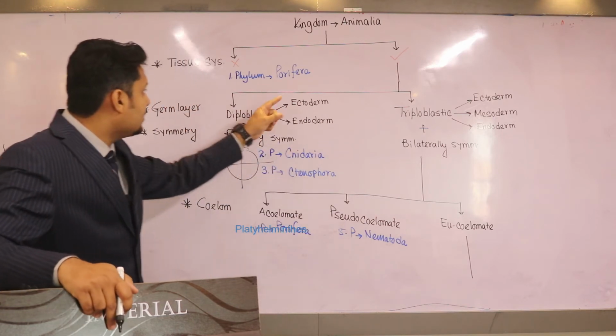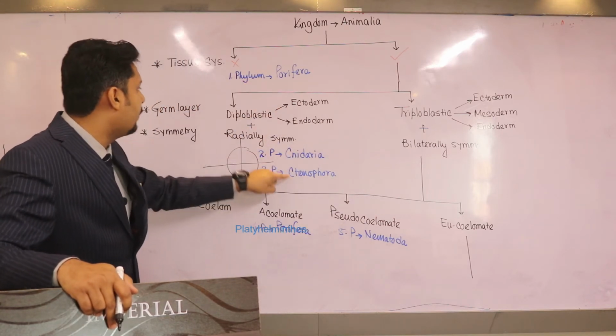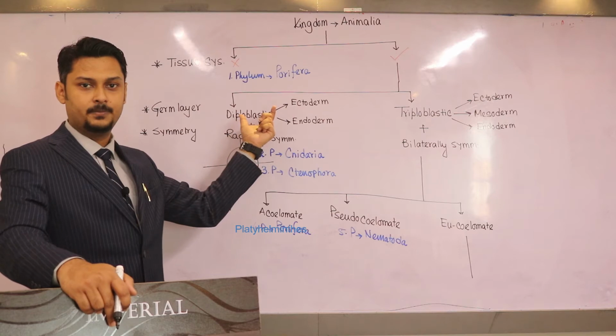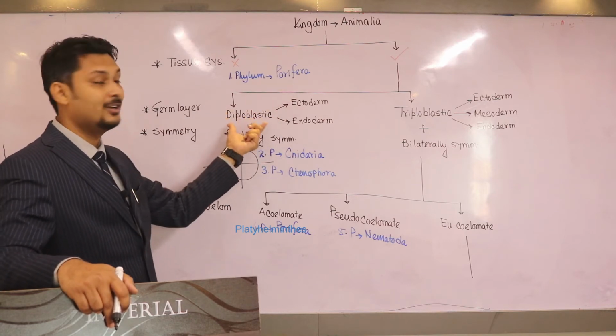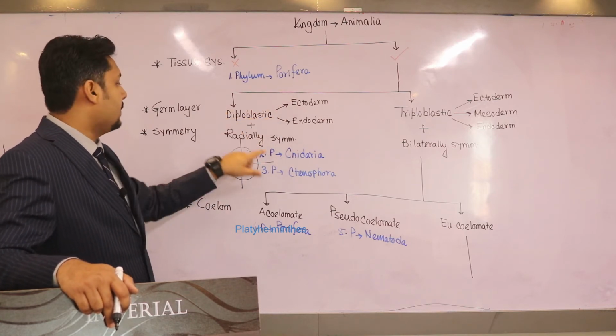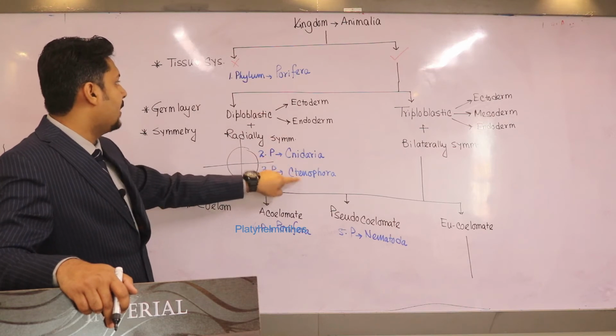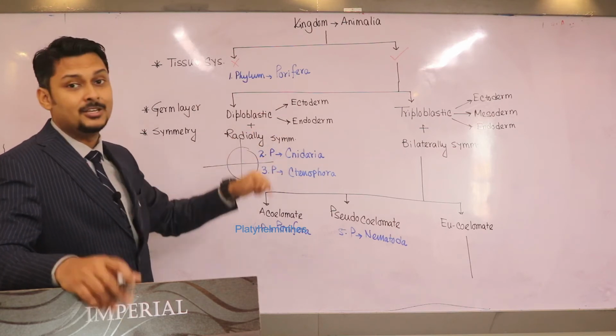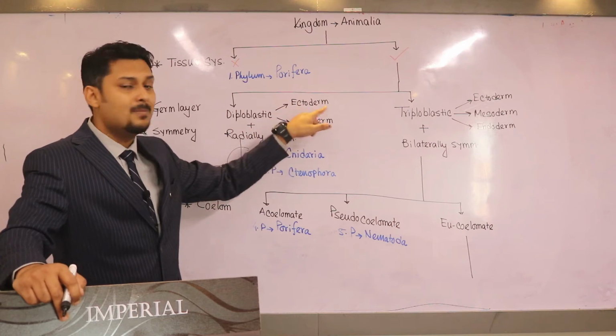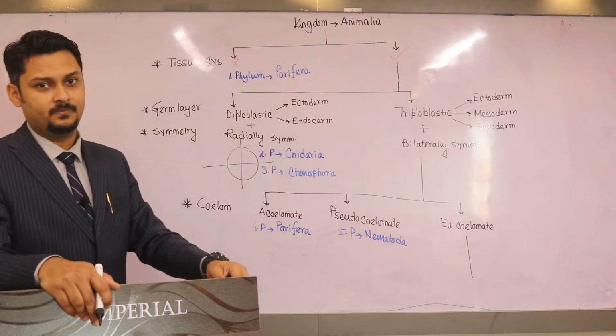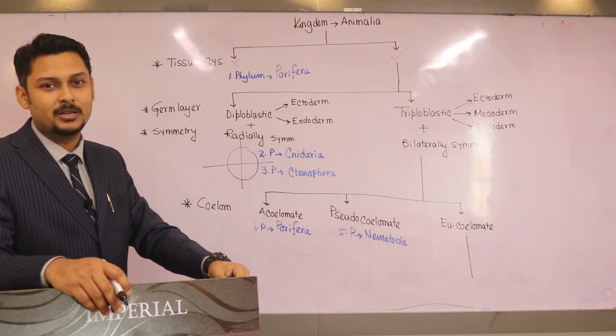So obviously Porifera, Cnidaria and Ctenophora are diploblastic. Remember this, Porifera also belong to the diploblastic organisms. So the middle mesodermal layer is absent, and obviously they are acoelomate.